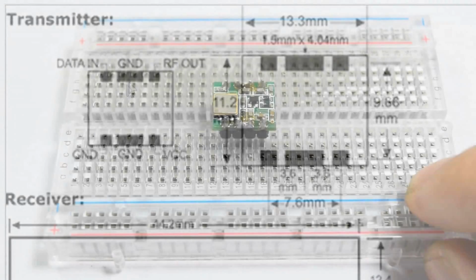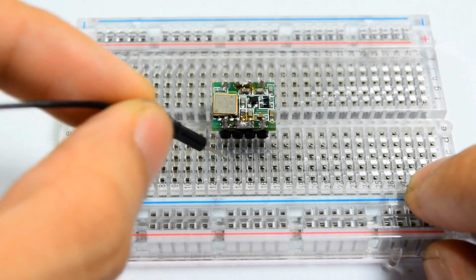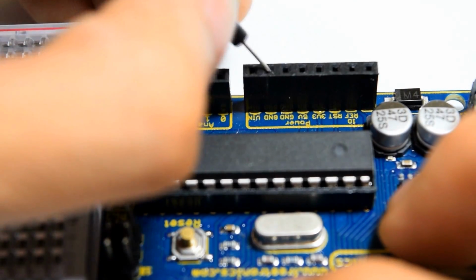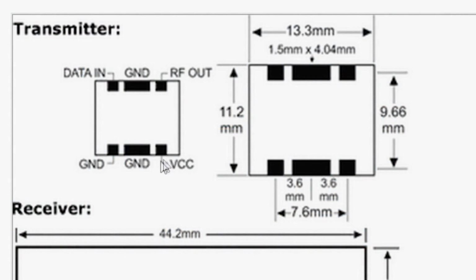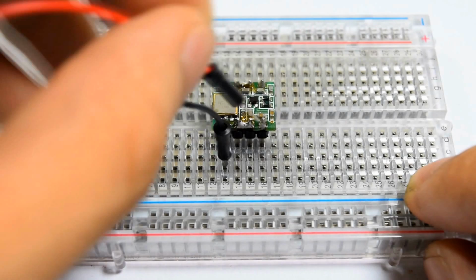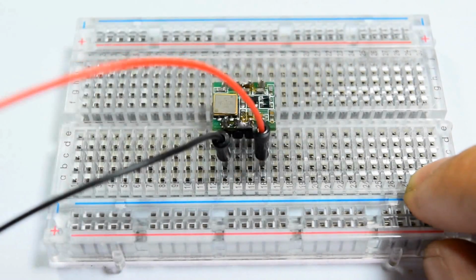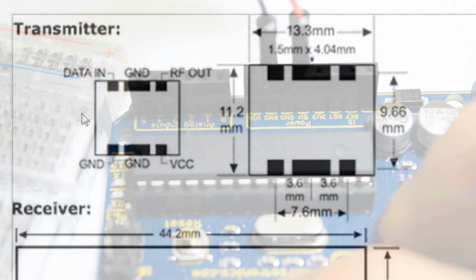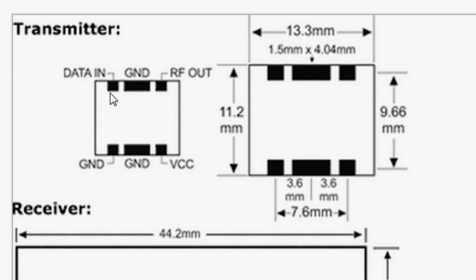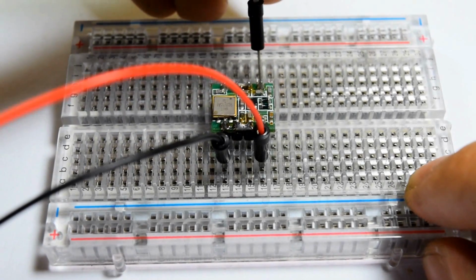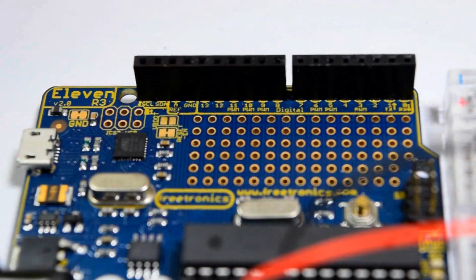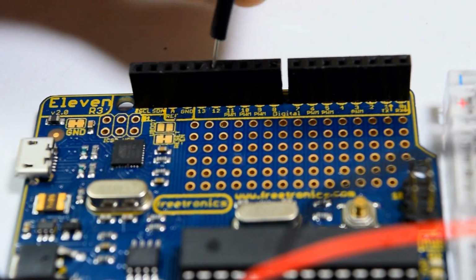The first pin would be the ground. Connect a jumper from the transmitter's ground to the Arduino's ground. The second pin would be the VCC. Connect a jumper from the transmitter's VCC to the Arduino's 5-volt pin. And the third pin is the data input. Connect a jumper from the transmitter's data input going to the Arduino's 12th digital pin.